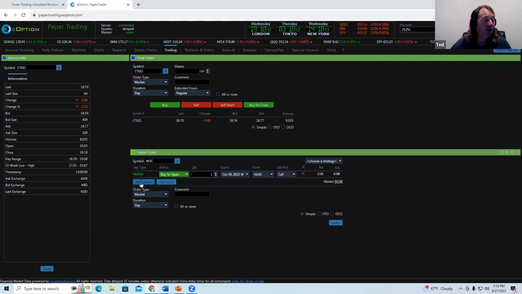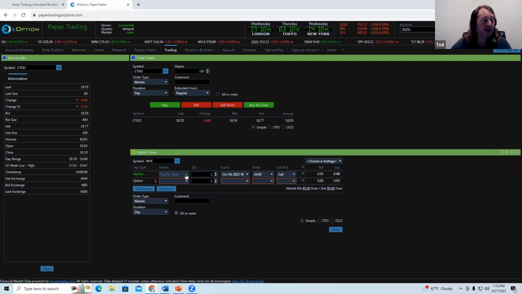So in this case, you're going to put on two positions. You're going to sell to open, and you're going to buy to open. The first thing you're going to do is sell the front month option. So in this case, we're going to go down to, what was it? The $32 strike.